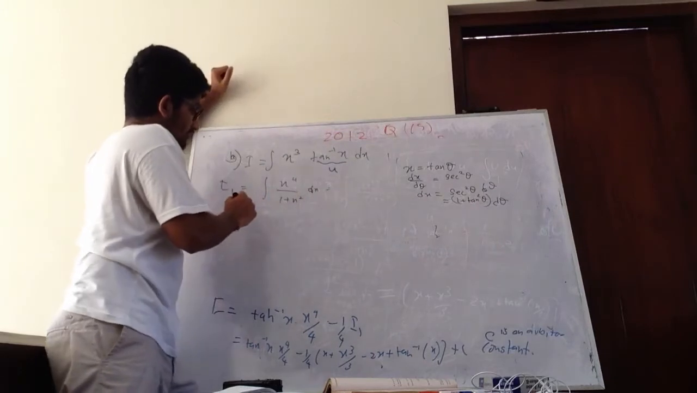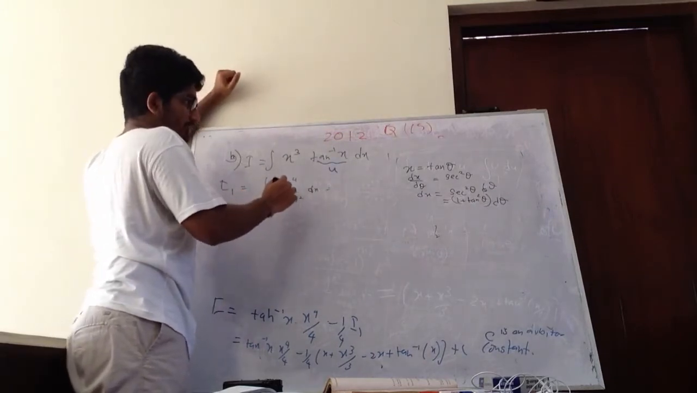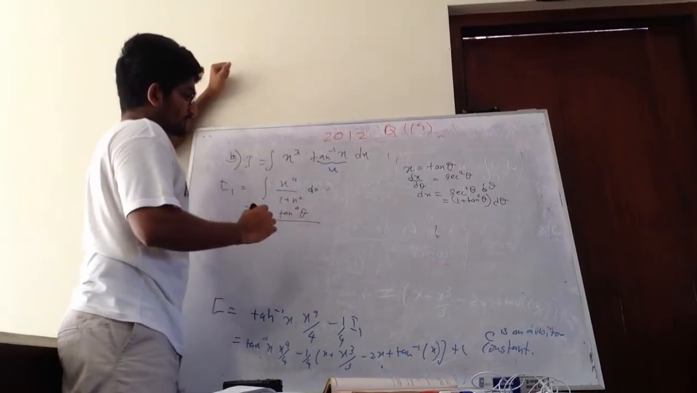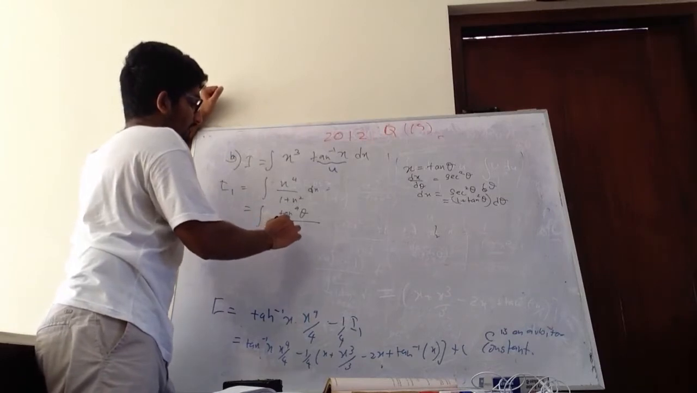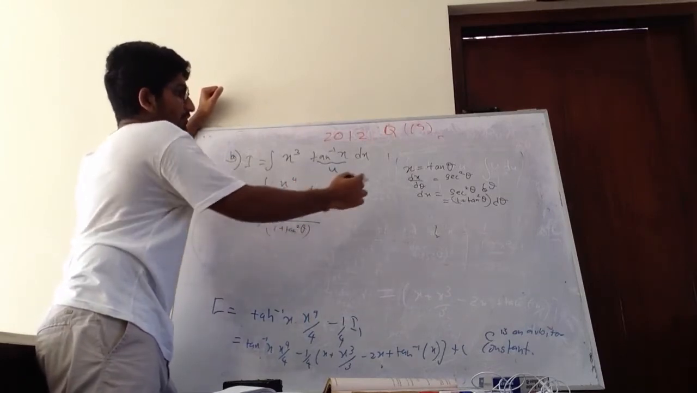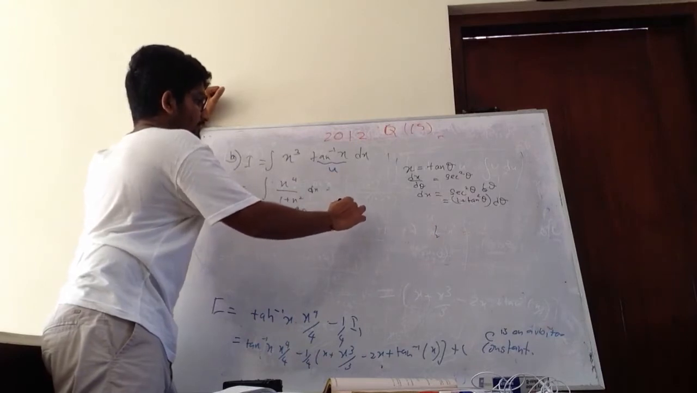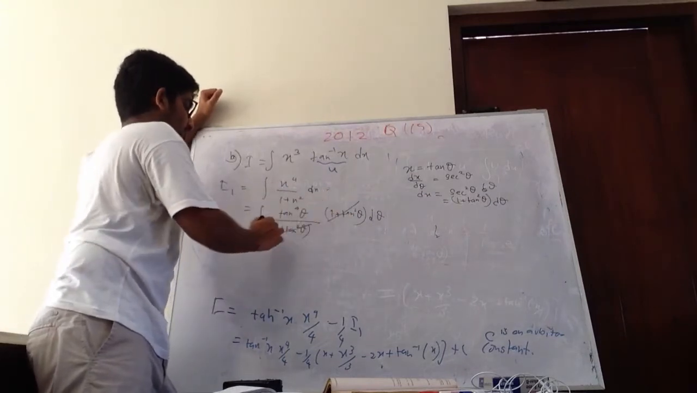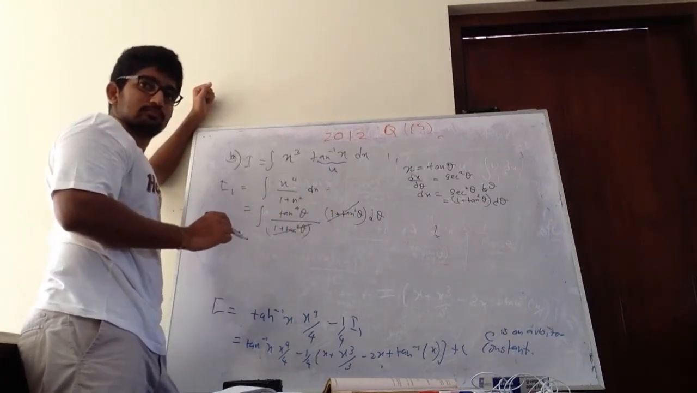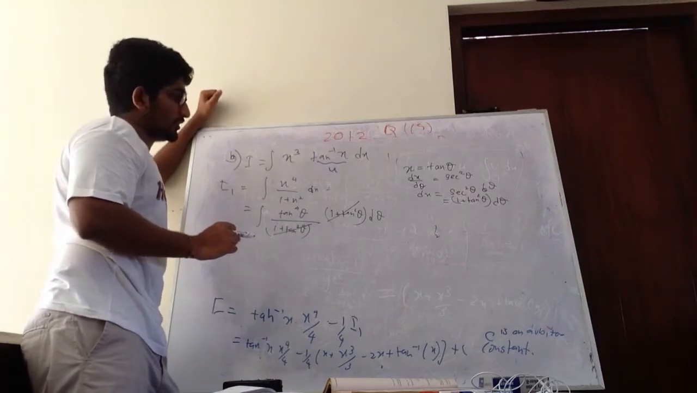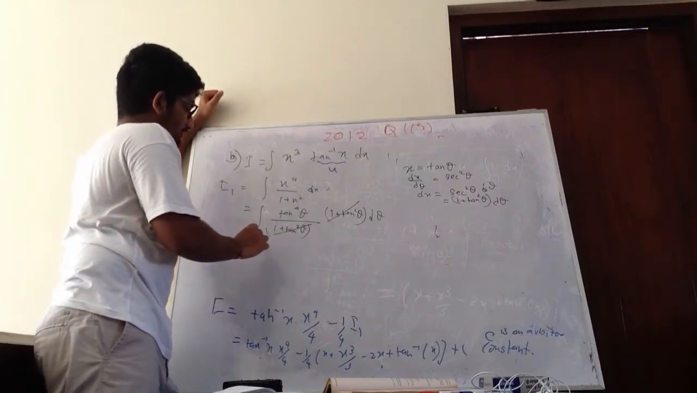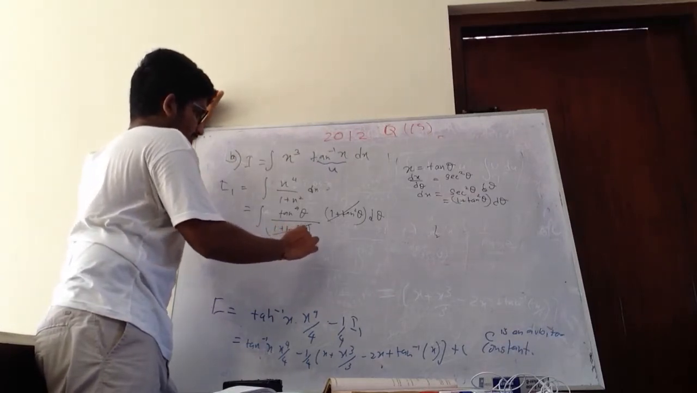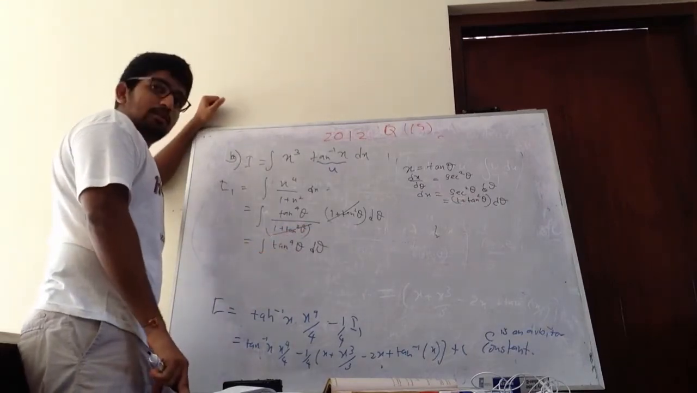Correct, no? So now I'm going to substitute. x⁴ will be what? Tan⁴ theta. This will be 1 plus tan square theta. dx will be 1 plus tan square theta d theta. So we have this one, right? Then you will be stuck with this, no?